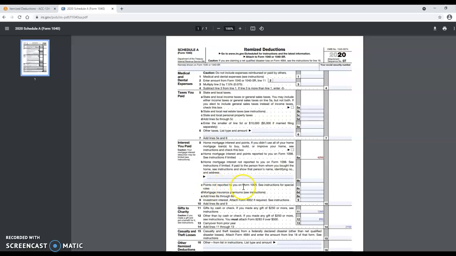Letter C, points not reported to you on Form 1098. If there's any points that you paid to this individual, and there are special rules for that, because typically that's not something you'll usually see when an individual finances the house. Okay, but if there was anything that fit into the rules, you would put that in line 8C. Letter D, mortgage insurance premiums. This would be on your Form 1098 as well. That's not going to be from an individual.